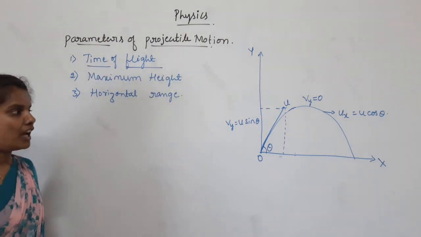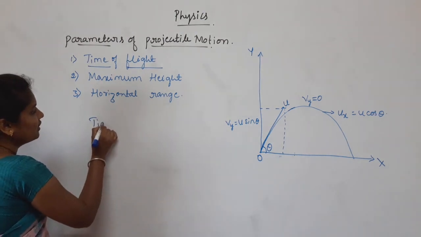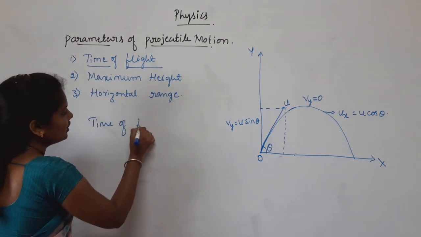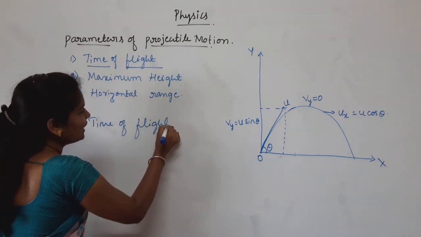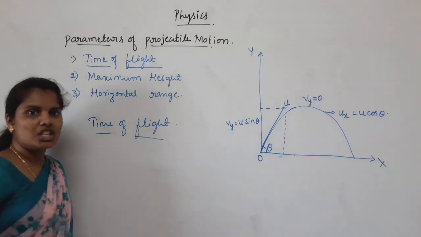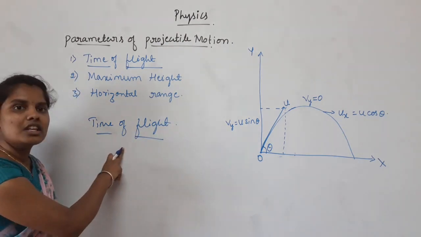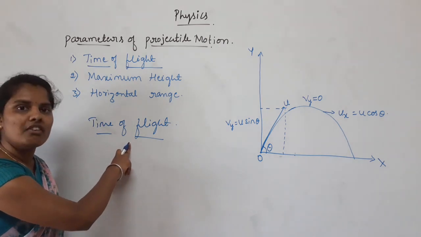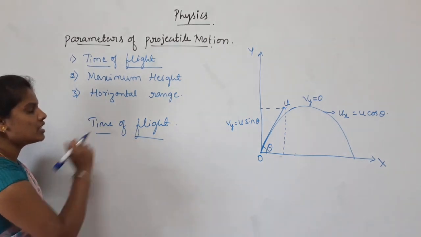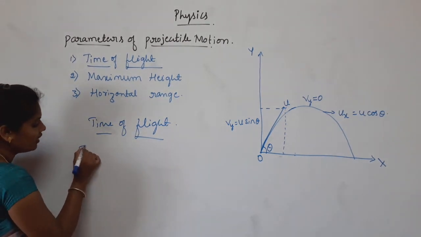What do you mean by time of flight? Time of flight is the time taken by the projectile to reach the same level of projection.